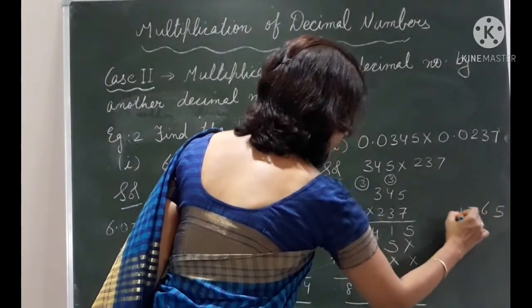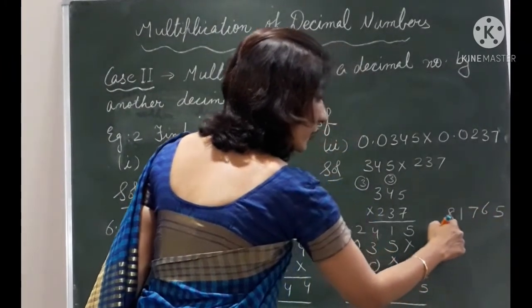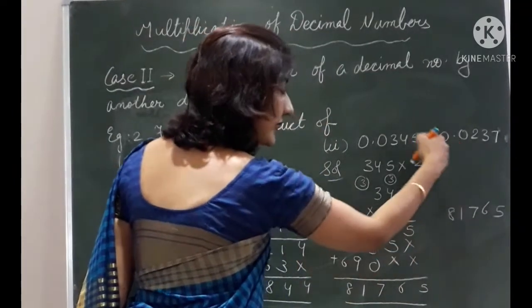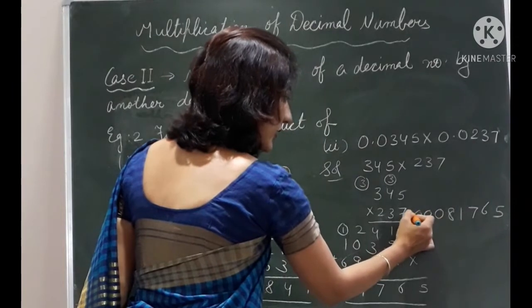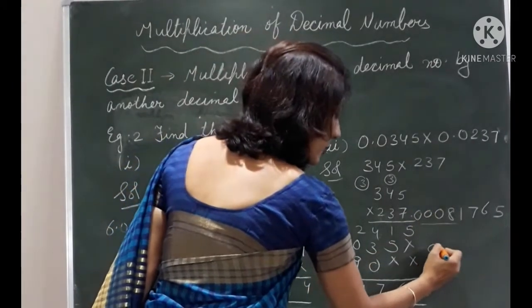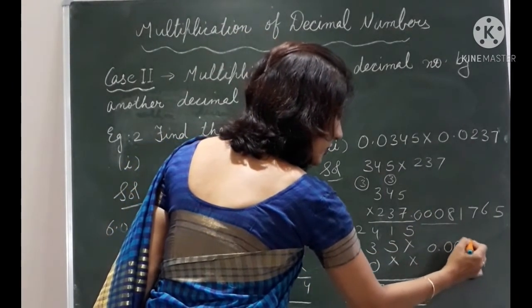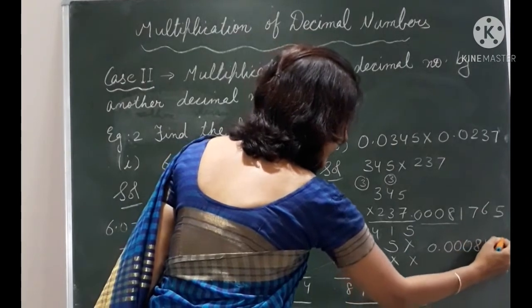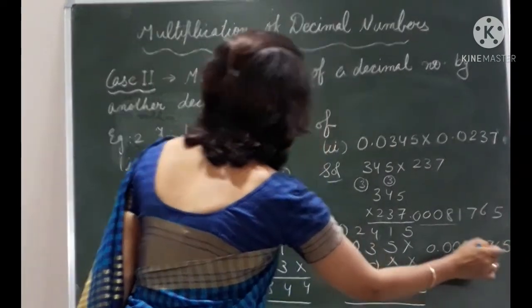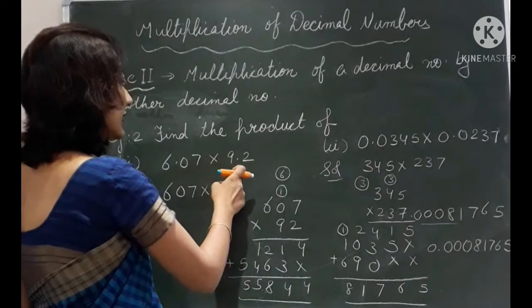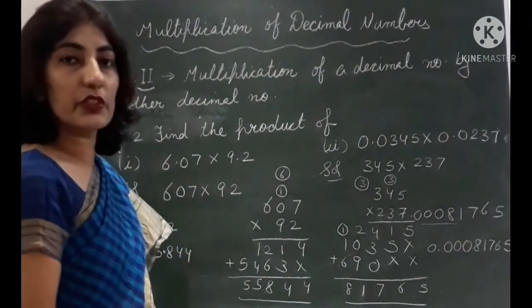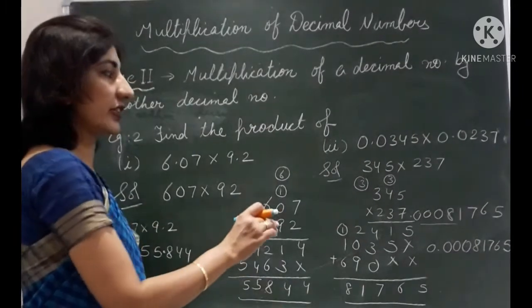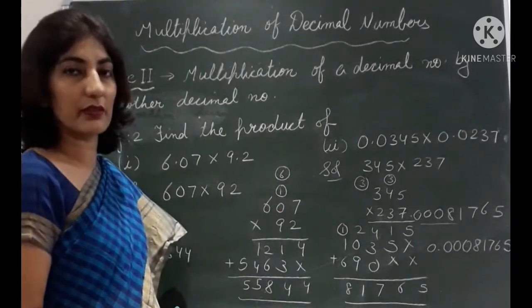See, 1, 2, 3, 4, 5 digits are only there. I need 8 digits after the decimal. So 6, 7, 8. So the answer will be 0.00081765. This way when you have to multiply a decimal and another decimal, you have to count the total number of digits after the decimal, and then in the final answer you can put the decimal.